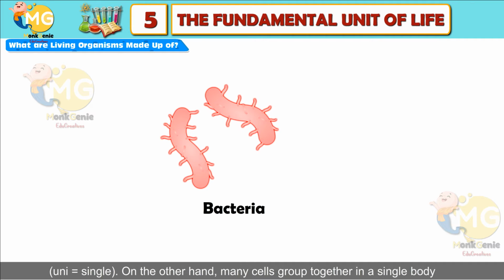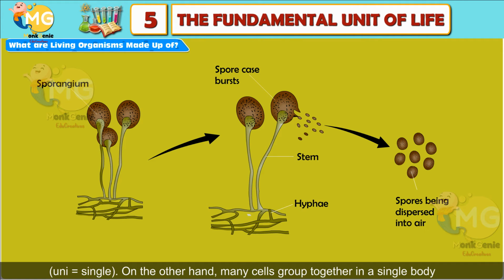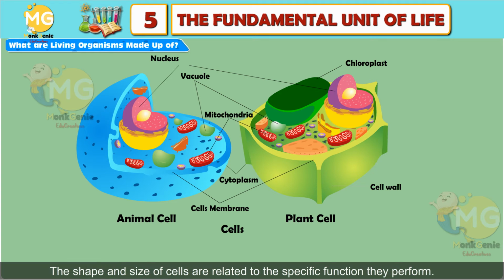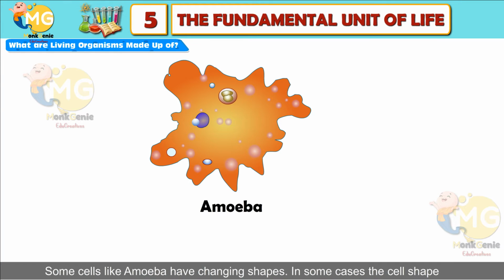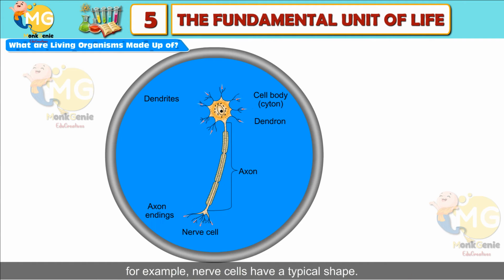Uni equal to single. On the other hand, many cells group together in a single body and assume different functions in it to form various body parts in multicellular organisms, multi equal to many, such as some fungi, plants and animals. The shape and size of cells are related to the specific function they perform. Some cells like amoeba have changing shapes. In some cases, the cell shape could be more or less fixed and peculiar for a particular type of cell. For example, nerve cells have a typical shape.